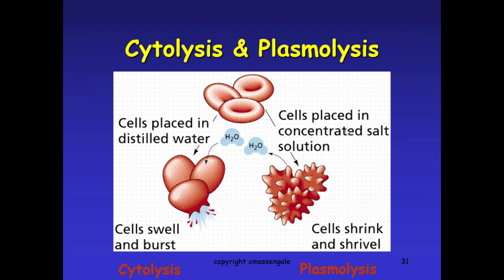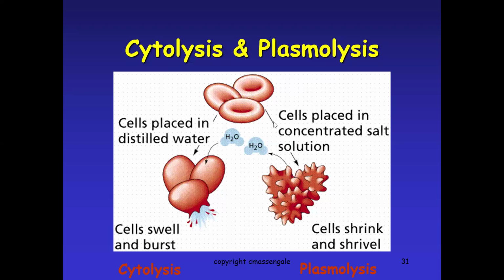Then a cell placed in concentrated salt solution, where the concentration of salt is very high, then the cells will shrink. That is plasmolysis, the shrinkage of the cell. So that is in the case of cytolysis and plasmolysis.